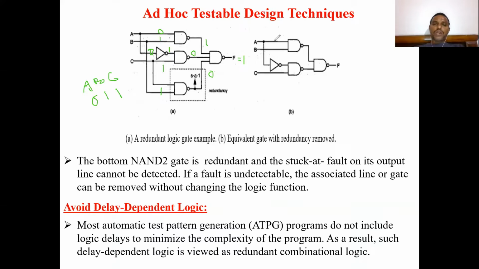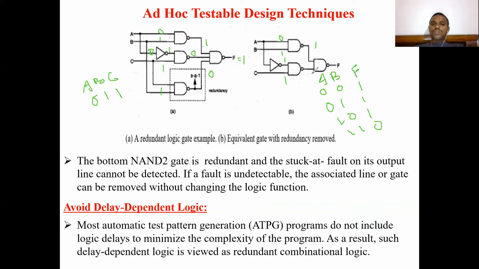If I apply A equal to 0 and B equal to 1, then B equal to 1 means I will get 1 here, and C is equal to 1. So here it is 0 and 1, and for the NAND gate we get 1. The NAND gate truth table is: 0, 0 gives 1; 0, 1 gives 1; 1, 0 gives 1; 1, 1 gives 0. This is the NAND gate truth table, and F is the output.